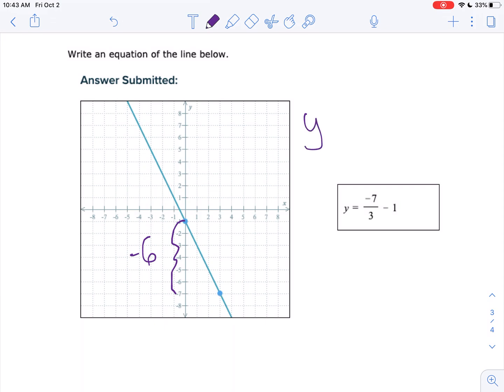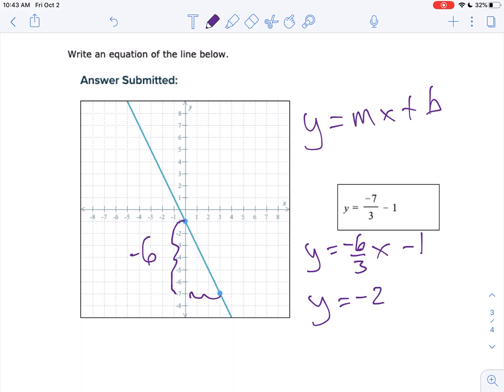You also forgot your x. Remember, in slope-intercept form, it's y equals mx plus b. m is your slope. So y equals negative 6 over 3, because you had the 3 right, because it goes over 3, x minus 1. You had the y-intercept right, so you had most of it right. We want to simplify this one. We couldn't simplify negative 7 over 3 when you miscounted that, but you can simplify negative 6 divided by 3. You want to write negative 2x minus 1.